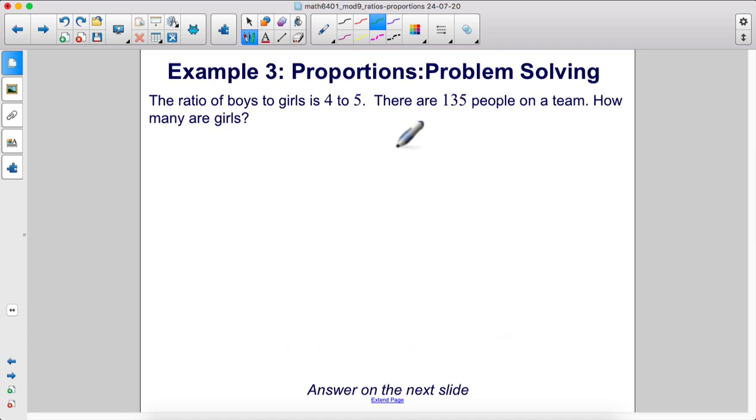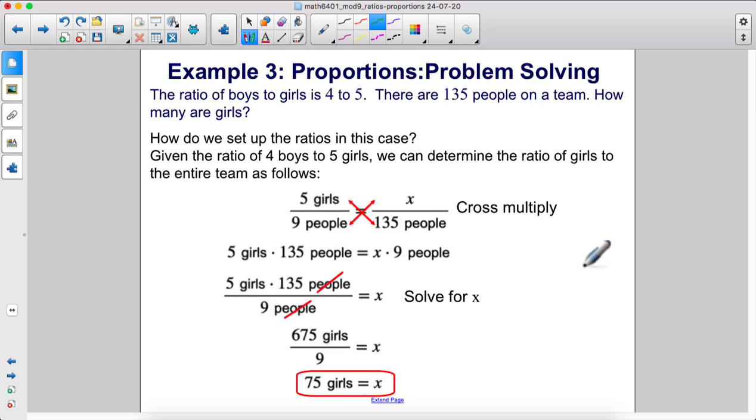books. The ratio of boys to girls is 4 to 5. There are 135 people on a team. How many are girls? How do we set up the ratios in this case? Given the ratio of 4 boys to 5 girls, we can determine the ratio of girls to the entire team as follows. We have 135 people here, and we want people to cancel out. So we really need to figure out the rate of girls per people.